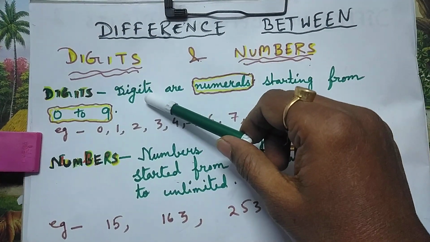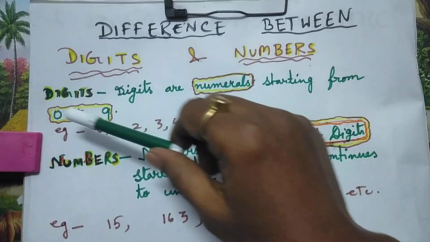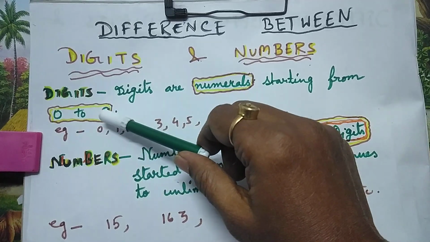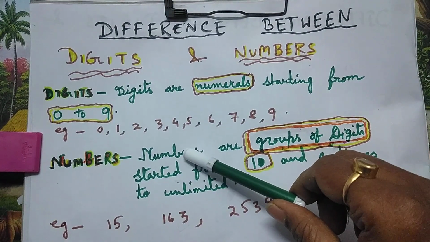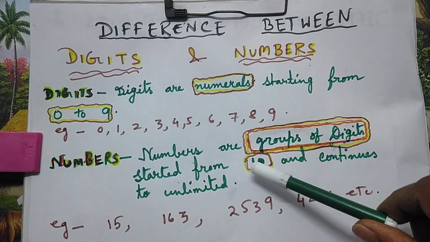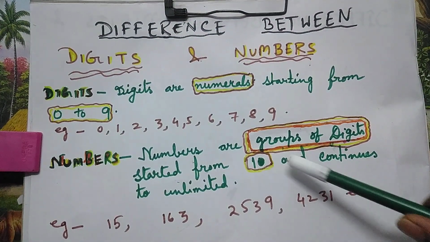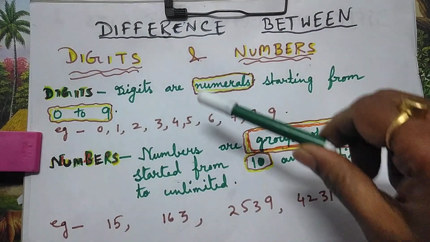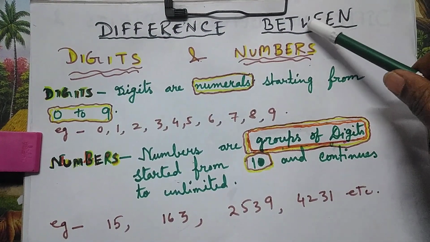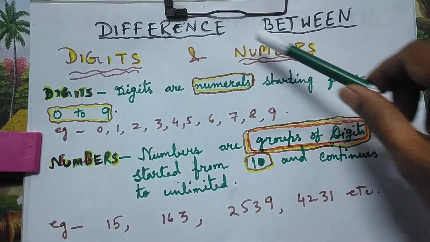digits always start from 0 and end at 9, and numbers always start from 10 and continue to unlimited. This is the basic difference between digits and numbers.